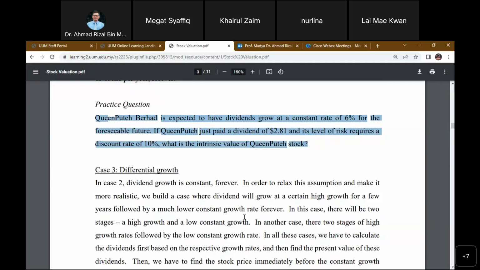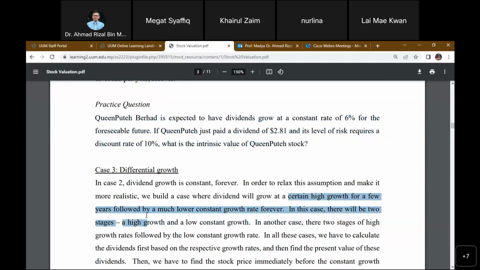Okay, and the last one for today, we look at the differential growth. Differential growth means there is a multi-stage, at least 2 stages or more. We can have 3 stage or 4 stage, it doesn't matter, where you start with a certain high growth. A certain dividend will grow at a high growth rate for a few years, followed by a much lower constant growth rate forever. And this is more realistic if we want to apply this model to corporations.